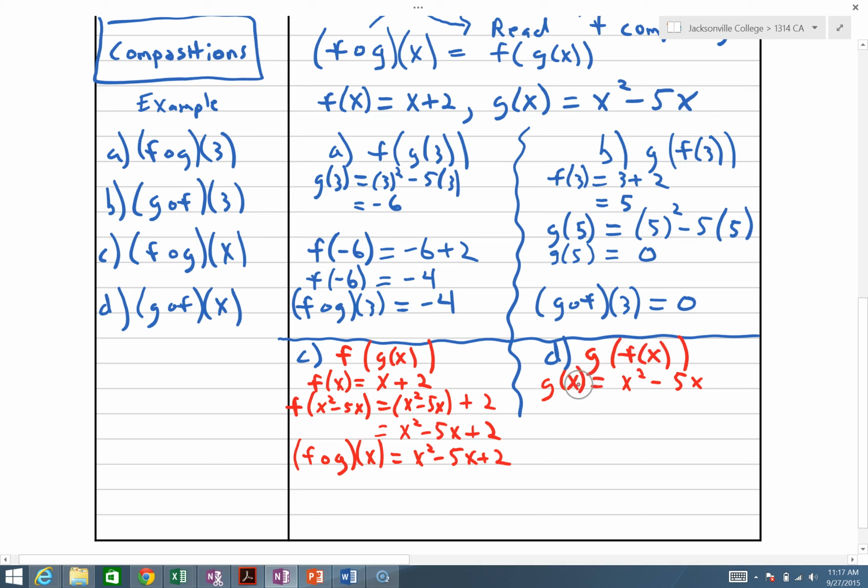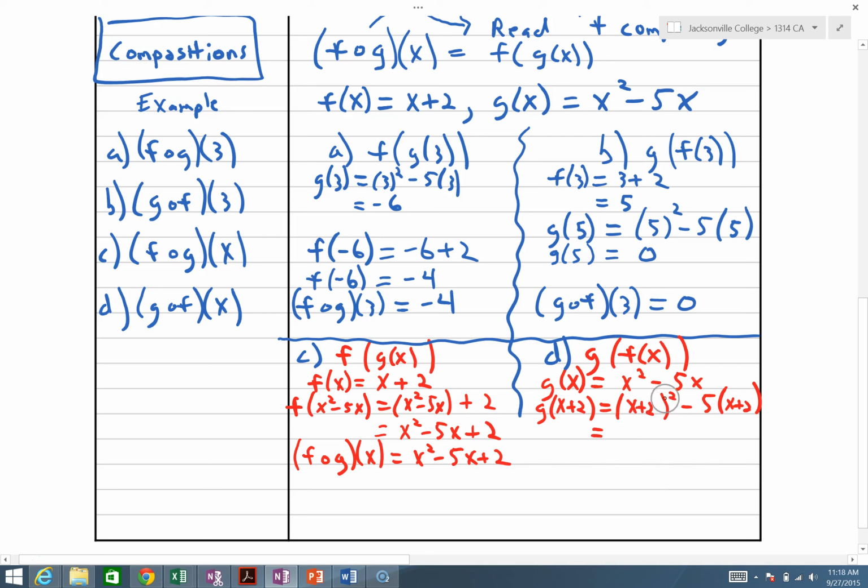Now, every place I see an x, I'm going to put my f function. So here I go. G, what is my f function? X plus 2. So x plus 2 goes here. Equals, instead of x, I'm substituting my f function, x plus 2, quantity squared. Minus 5, instead of x, I'm substituting x plus 2. So every place there was an x, I substituted x plus 2 because that was f of x. That was my f function. All right.